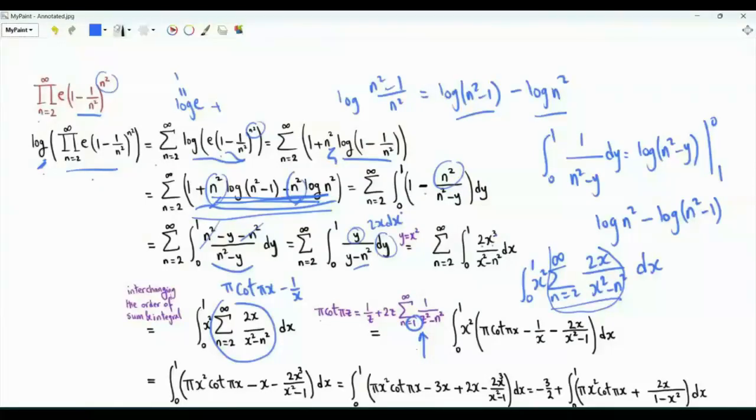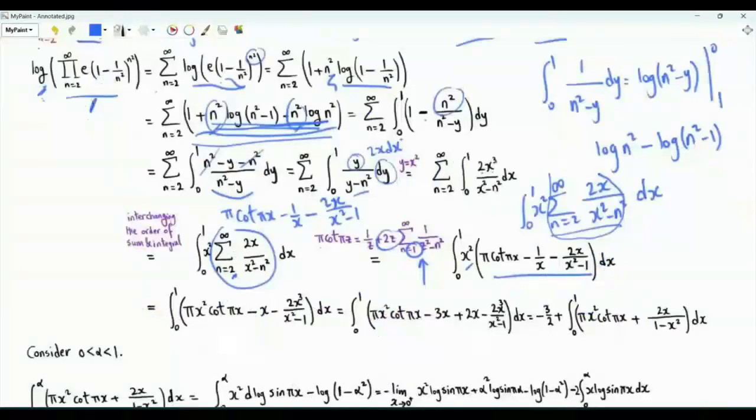Note that this summation starts from 1, while our summation starts from 2. We need to remove the term corresponding to n equal to 1. This is 1 over (x squared minus 1), and then we have 2x in the numerator. Multiplying by x squared, the logarithm of the infinite product is the integral from 0 to 1 of pi x squared cotangent pi x minus 2x cubed divided by (x squared minus 1).